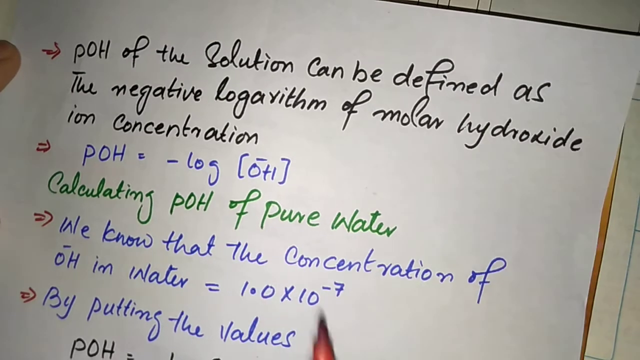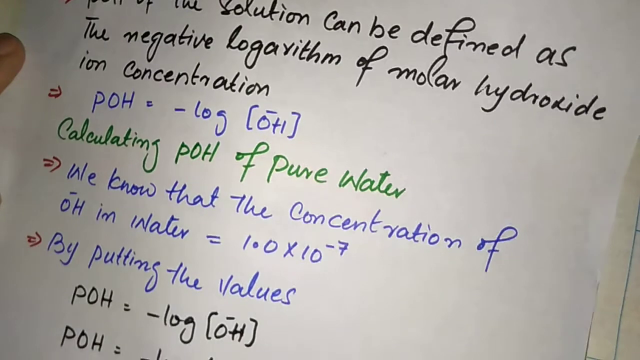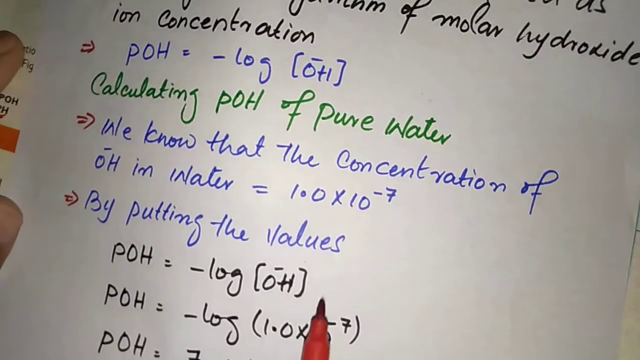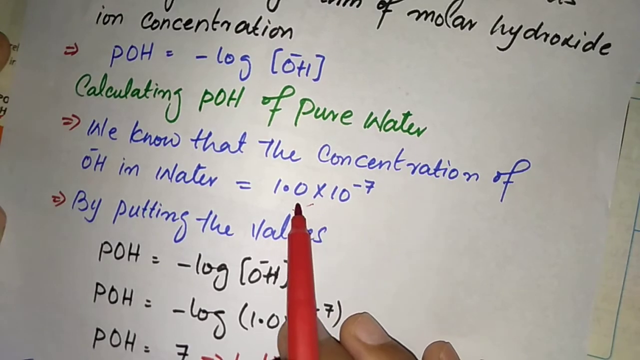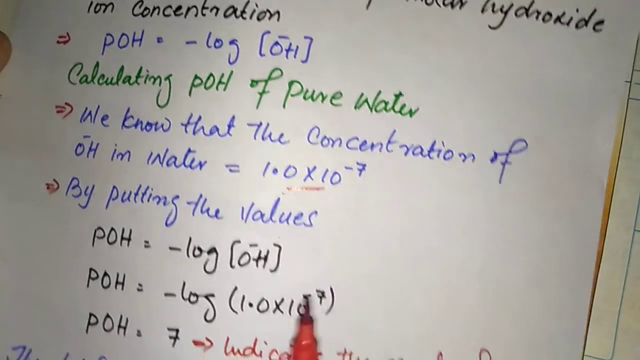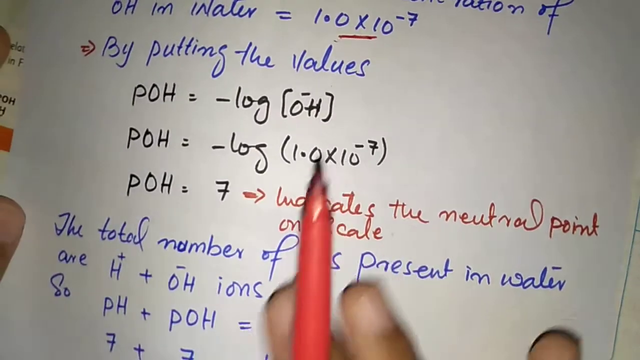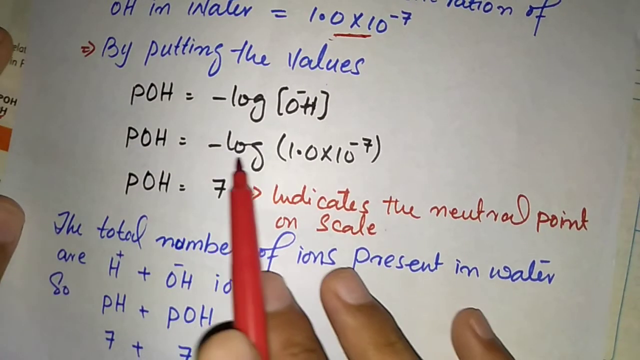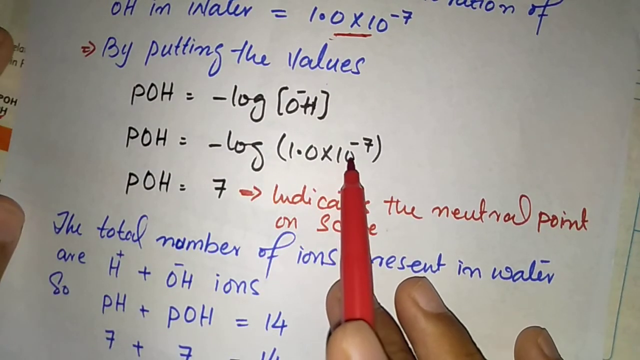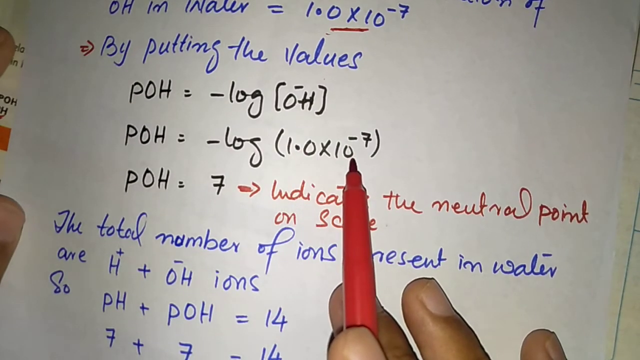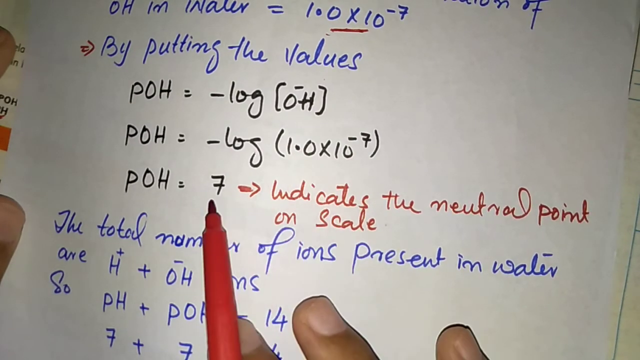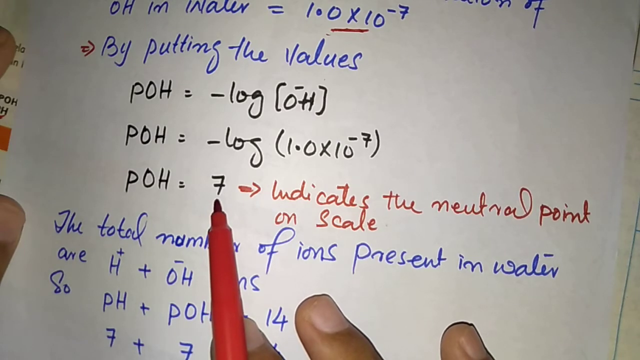Now we are going to calculate the pOH of pure water. We know that hydroxide ion concentration in water is 1.0 into 10 power minus 7. By putting the value into the formula, pOH is equal to negative log of 1.0 into 10 power minus 7, and when we take the negative log of 1.0 into 10 power minus 7, the answer becomes pOH is equal to 7.